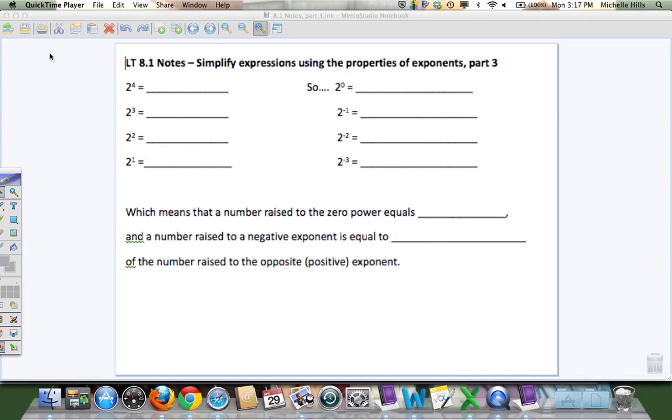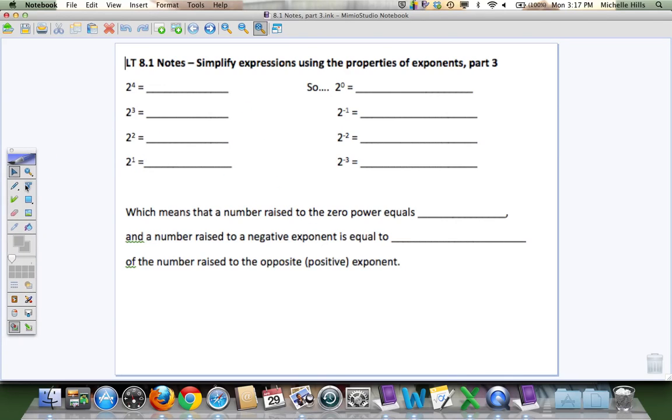So I'm looking at this learning target, and it's talking about still using the properties of exponents, but we're getting into zero and negative exponents now. So I want you to think about zero and negative exponents. I want to show you why they work the way they do, and the answer isn't always what you thought it was going to be.